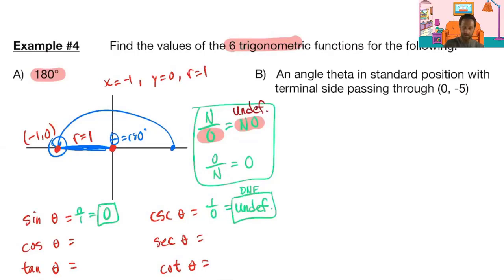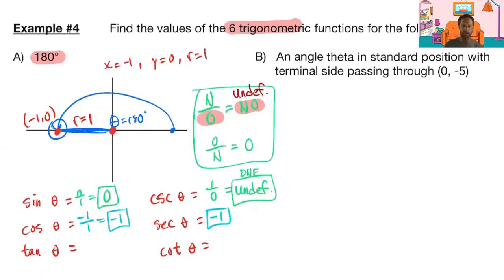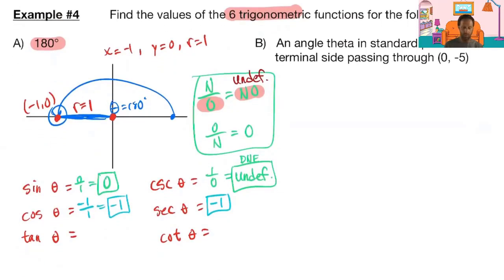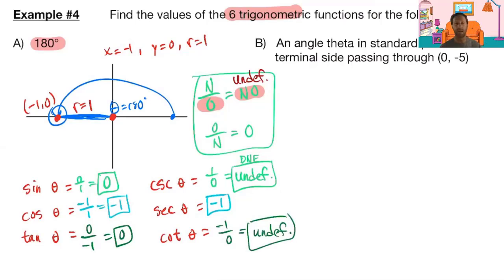Okay. Cosine, remember that is always the x over the r, which in this case would be -1 over 1, which is -1. If you flip that, you still get -1. Right? And then the last one there would be tangent, which is the y over x. So y over x, which in this one would be a 0. But when you flip that, you get -1 over 0, which is undefined again. So we had 2 trig function values for that theta angle of 180 degrees that were undefined.